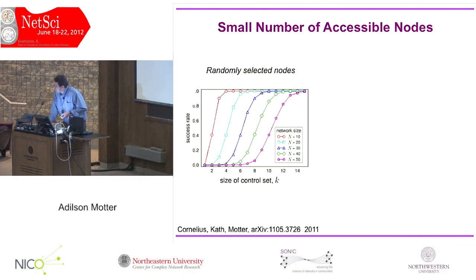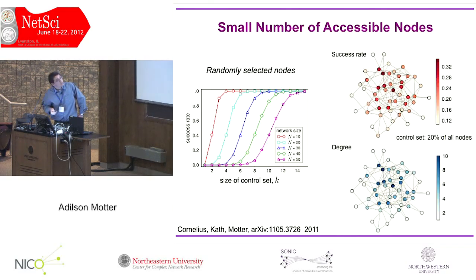There are some things that are obvious, like if you are allowed to perturb more nodes, the success rate will increase. There is some correlation between the centrality of the nodes and their participation in successful control sets. In particular, if you take a network that is random, there will be a positive correlation between success rate and degree. Okay?